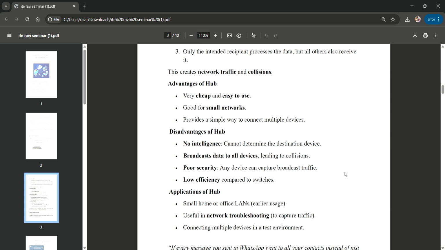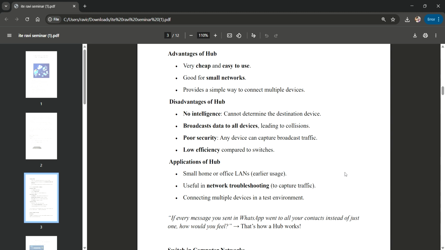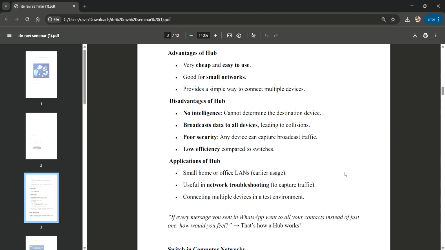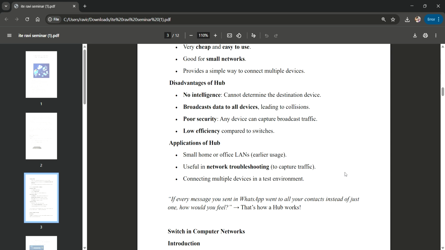So hub is used in small home or office LANs. It is very useful in network troubleshooting for capturing the traffic, and it is used for connecting multiple devices in a test environment. So if every message you sent in WhatsApp went to all your contacts instead of just one, that is how the hub works. That is, it just broadcasts to all the people in your contact, not the single person you intended.